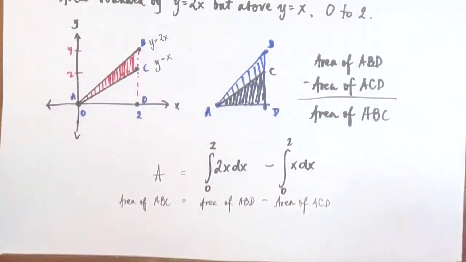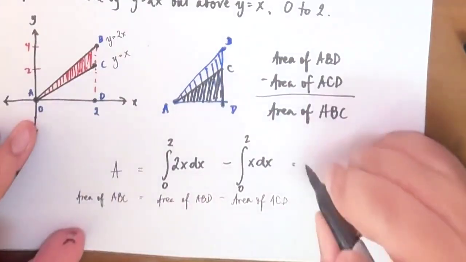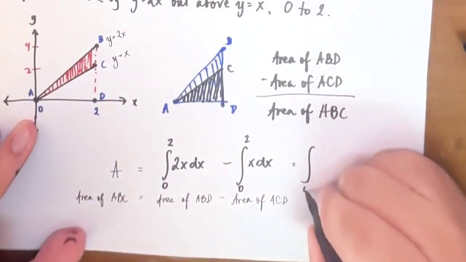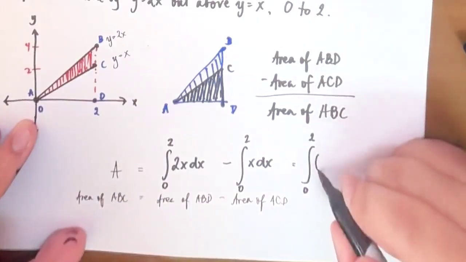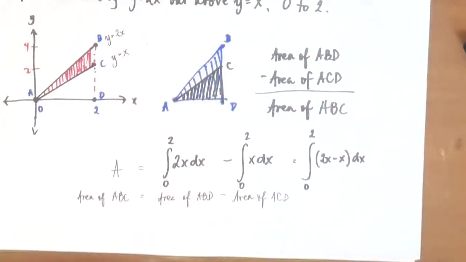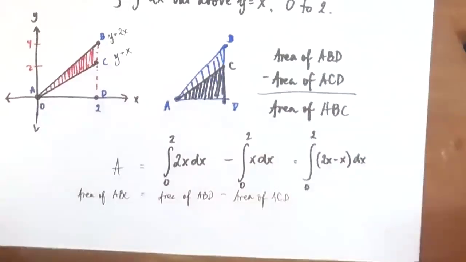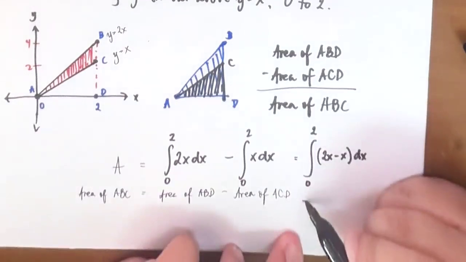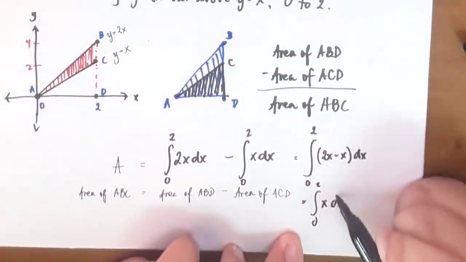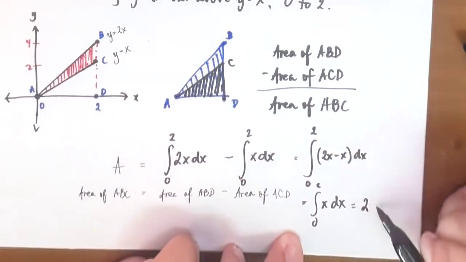Now, if we combine them, this would then be equal to the area from 0 to 2 of 2x minus x dx. Right? We can combine them. The reason being is they have the same bounds. Okay? But we can simplify this even further. This is equal to the integral from 0 to 2 of x dx. Right? And of course, this is equal to 2 square units.